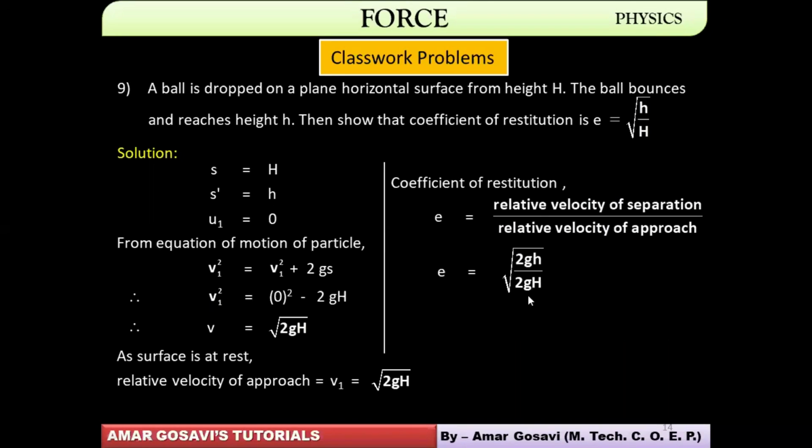Other things will get cancelled, and ultimately you end up proving the coefficient of restitution will be root of small h by capital H, where the small h stands for the height after the collision has taken place, the rebouncing height you can say, and H is the height through which the ball falls initially. So just measure the heights and you can come to know what the coefficient of restitution of the floor, or the collision, would be in that case. So this is how we need to deal with questions like this, friends. Very important question. So please make a note of this.